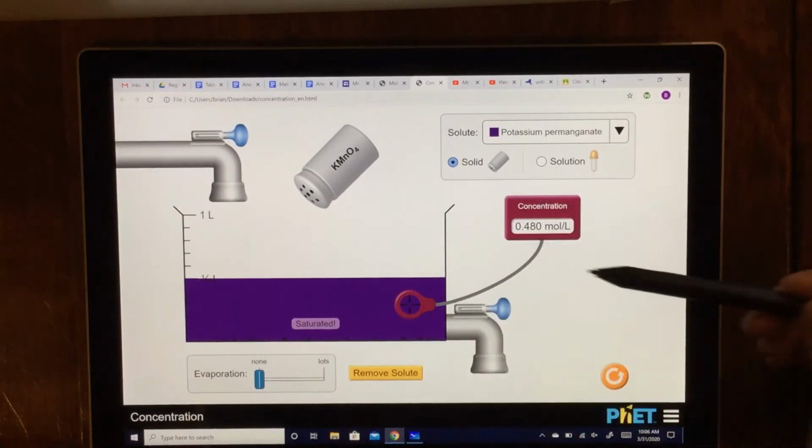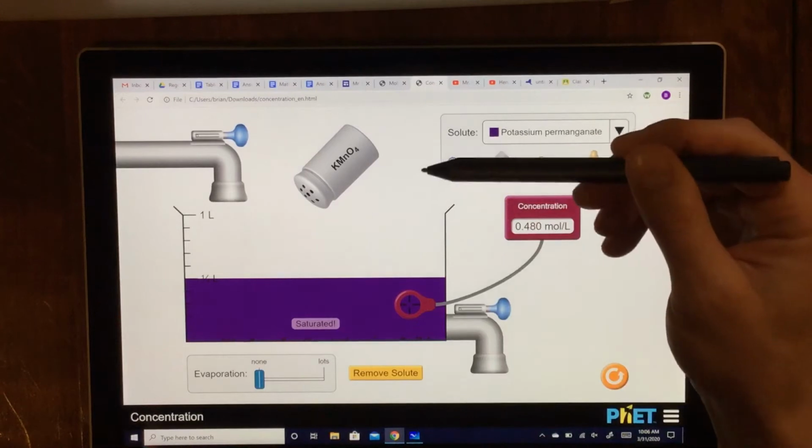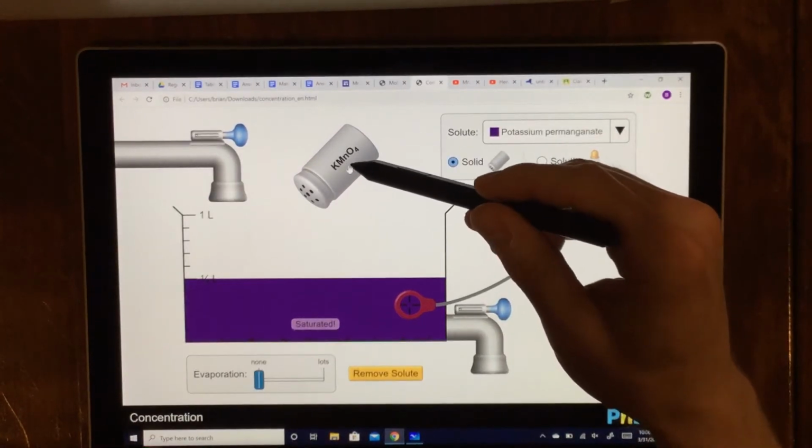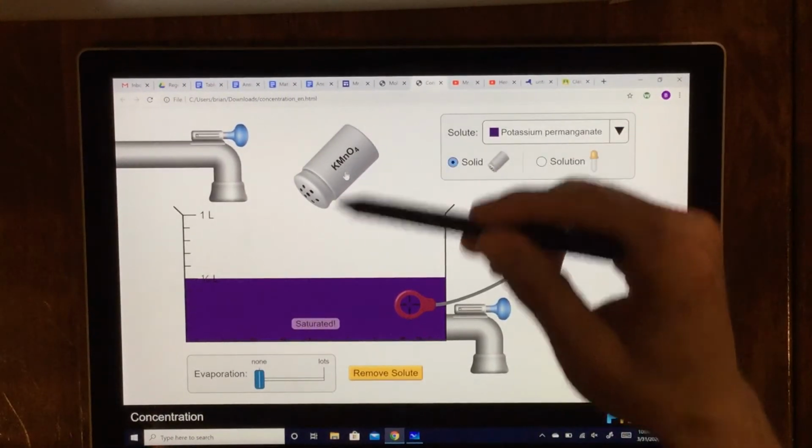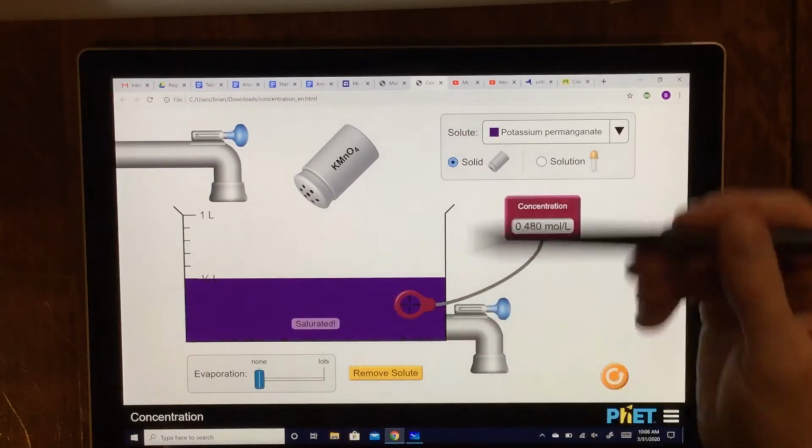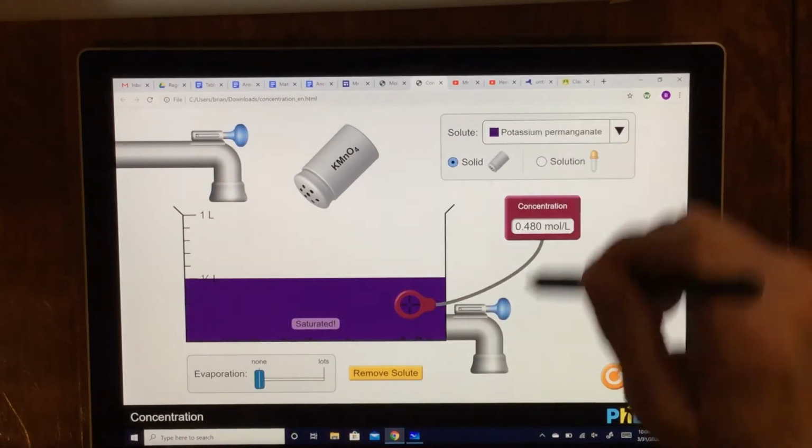That's all I'm trying to show you: the concentration of a solution will increase if you add more solute. It's that ratio. And if you keep adding solute and the solvent stays the same, the concentration goes up. All right, hopefully that made some sense.